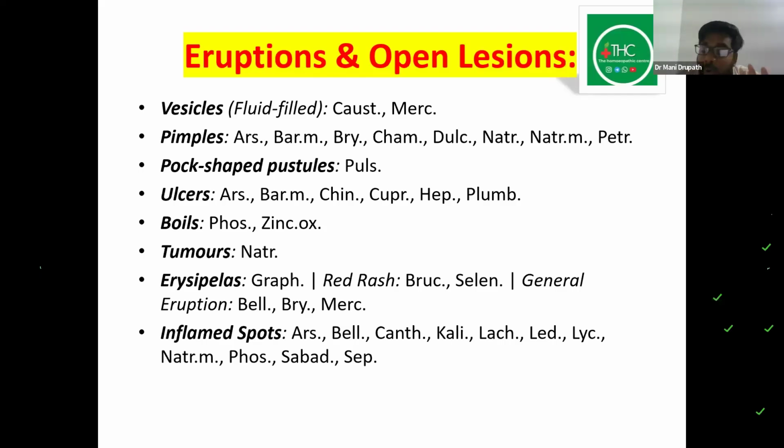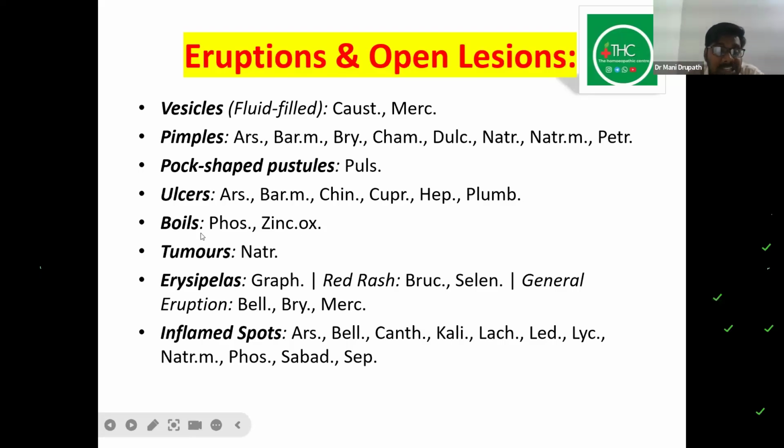And if it is acne with a lot of pain, Kali bromatum. It works wonders. And pimples, acne with a lot of pus discharge, Hepar sulph and Silicea. Pimples with a lot of reddish appearance, you can think of Medorrhinum, but you need to confirm it because it is a nosode. Before giving any nosode, you need to have the matching symptoms of the patient. Fork shaped pustules is Pulsatilla. Ulcers: Arsenic, Baryta mur, China, Cuprum met, Hepar, and Plumbum.